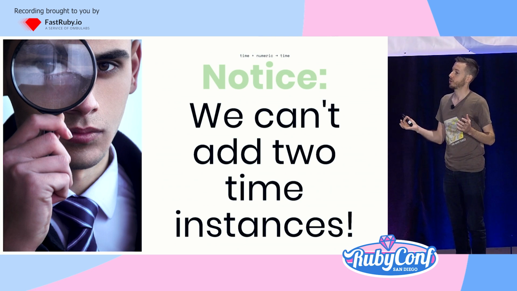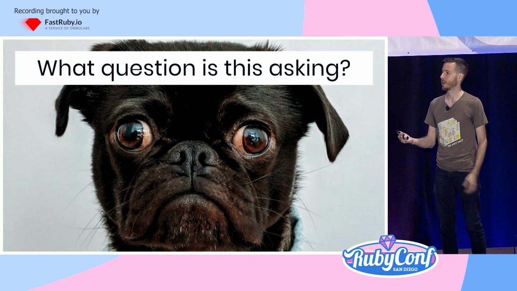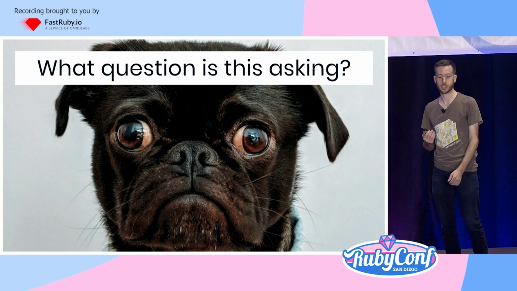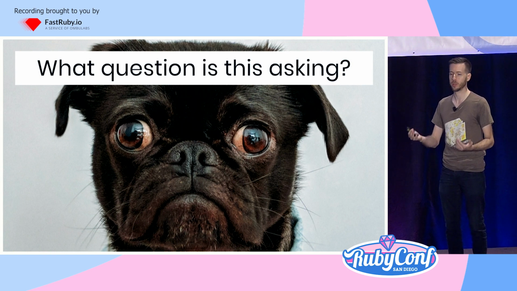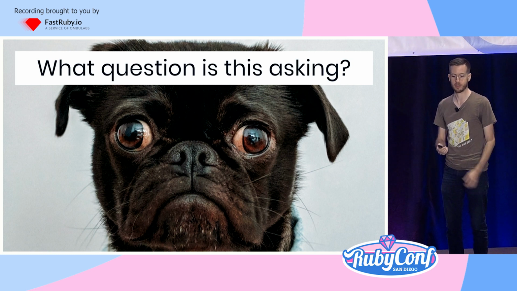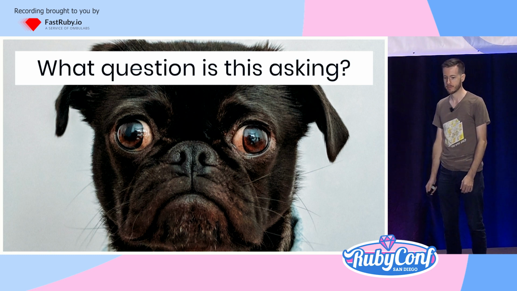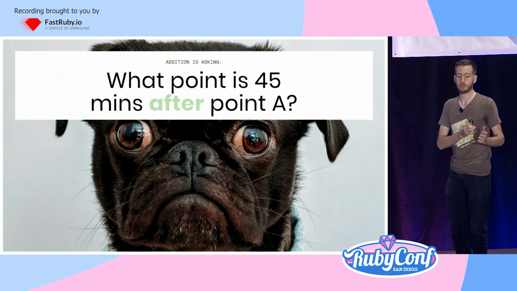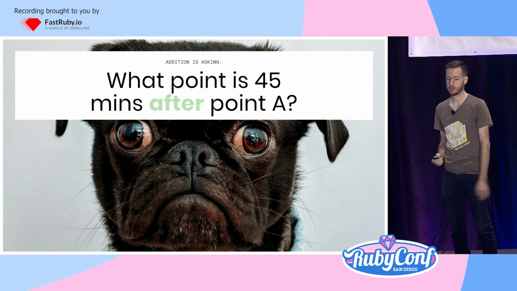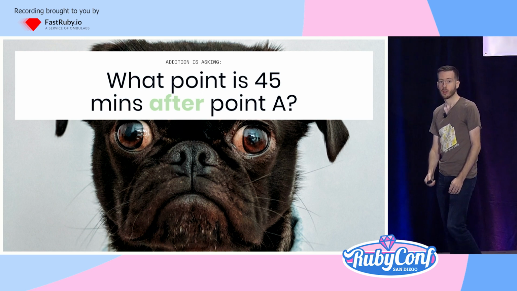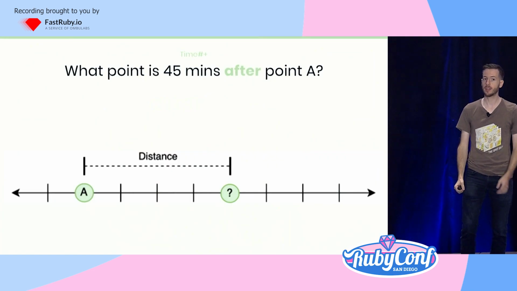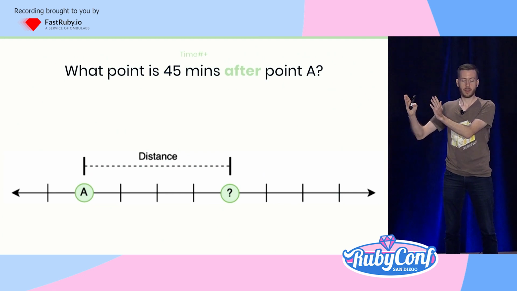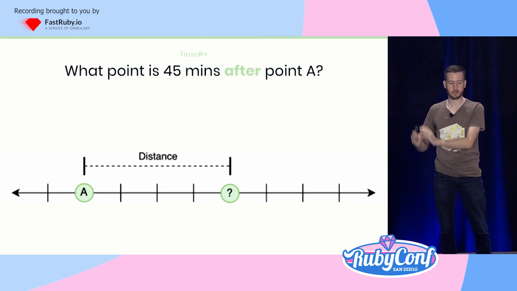Well, whenever I encounter an operator and I don't understand the rules around it, I like to step back and ask the question, what question is this operator actually asking? What does this mean in the real world to do plus on a piece of time? Well, in the case of addition, addition is asking what point is, let's say, 45 minutes after point A. So in our visual timeline here, we have a point A, we have some distance, and we're asking what point is that distance shifted over to the right.